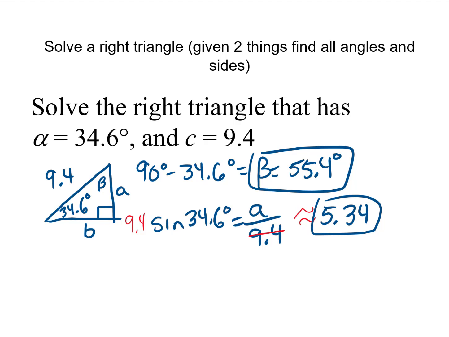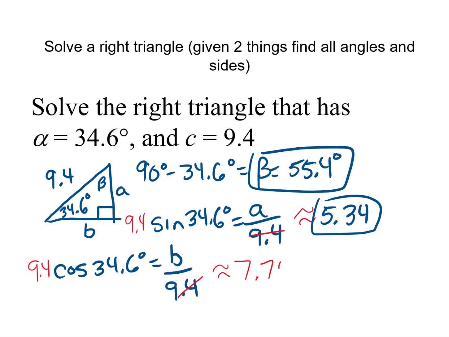So looking at the trig function that connects 34.6 and B and 9.4, it's cosine. So cosine of 34.6 degrees equals adjacent, which is B, over hypotenuse, which is 9.4. Now we could multiply both sides by 9.4, and our calculator should be in degrees now, so we've got 9.4 cosine of 34.6, and it looks like that is to 2 decimal places 7.74.